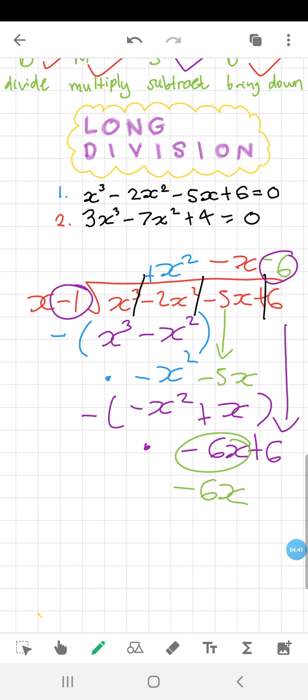Minus 6 times minus 1 will be positive 6. Then we subtract the whole thing. Minus 6x minus 6x is 0. 6 minus 6 is 0. You have to get a remainder of 0 here.